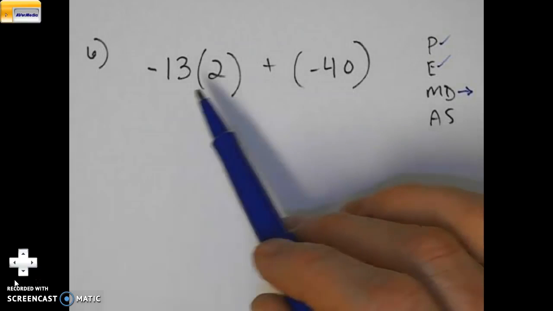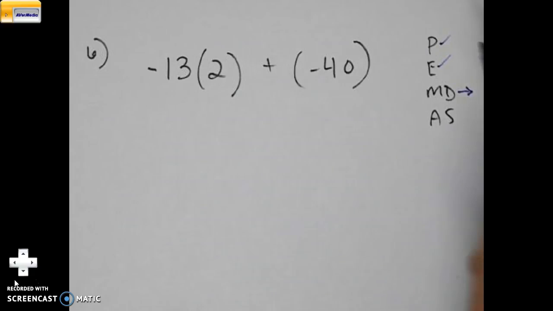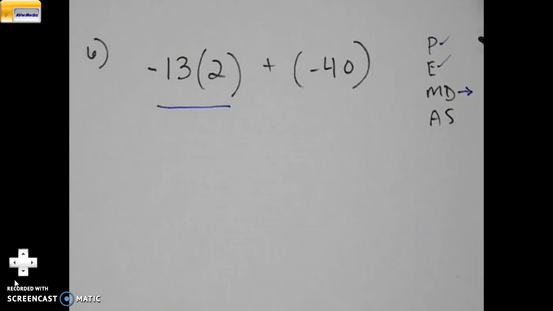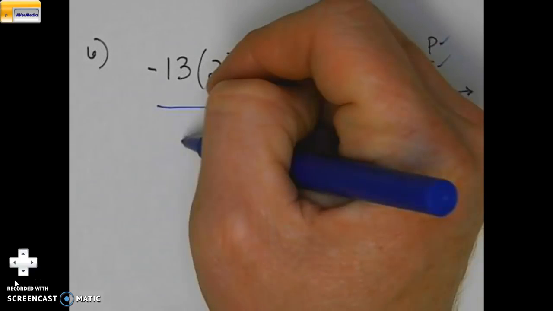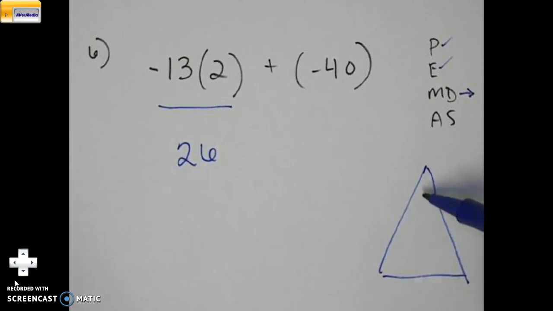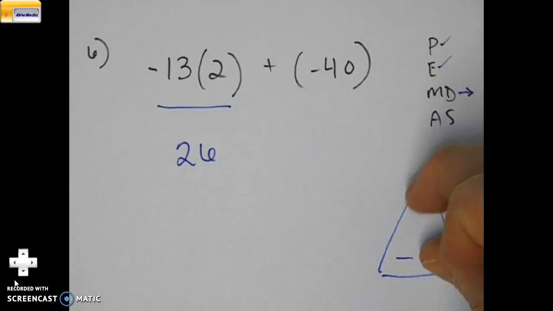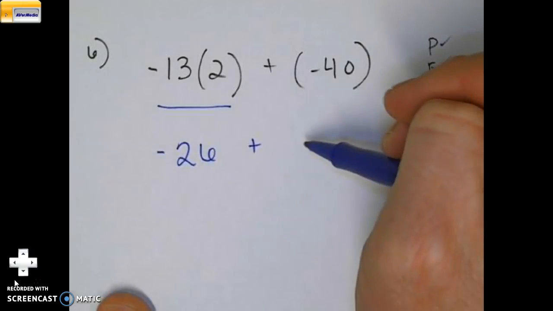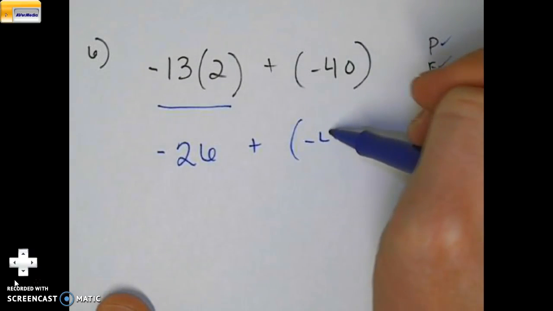Remember, when a number touches the parentheses, that means to multiply. So my first step is going to do this. Multiply and divide from left to right. 13 times 2, we all know it's 26. Now, since we're doing integers, remember, pay attention to our amazing triangle we talked about yesterday. So if I have a negative times a positive, my answer is going to be what? Negative. So I'm going to throw the negative sign down right there. I'm going to bring all this stuff down so I do not forget.